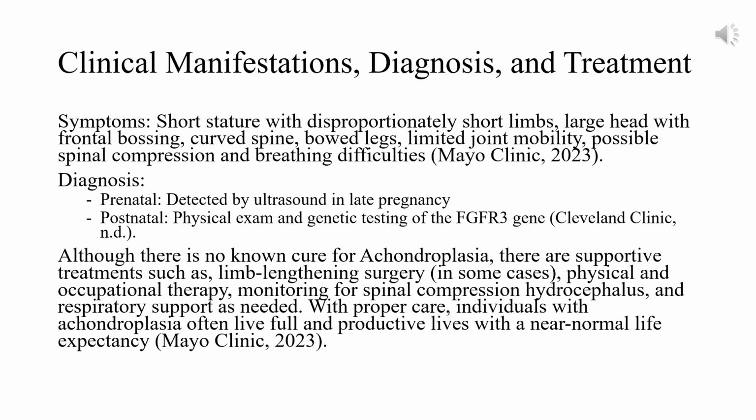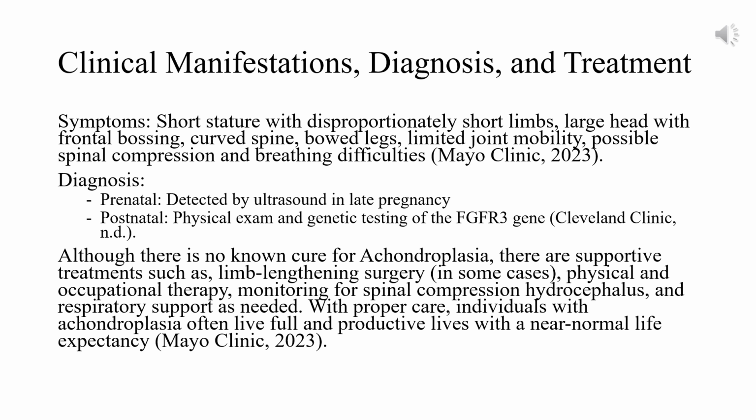The visual symptoms of achondroplasia, according to Mayo Clinic, include but are not limited to short height, disproportionately short limbs, large head, curved spine, and bowed legs. Other symptoms include spinal compression, breathing difficulties, and limited joint mobility.